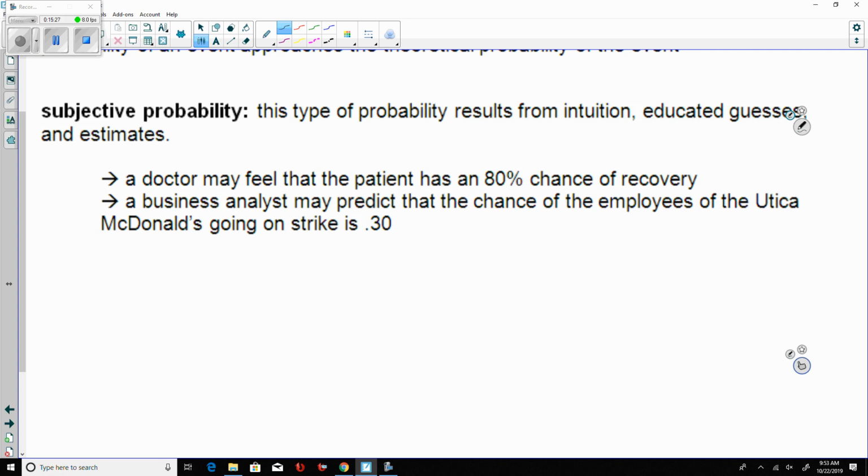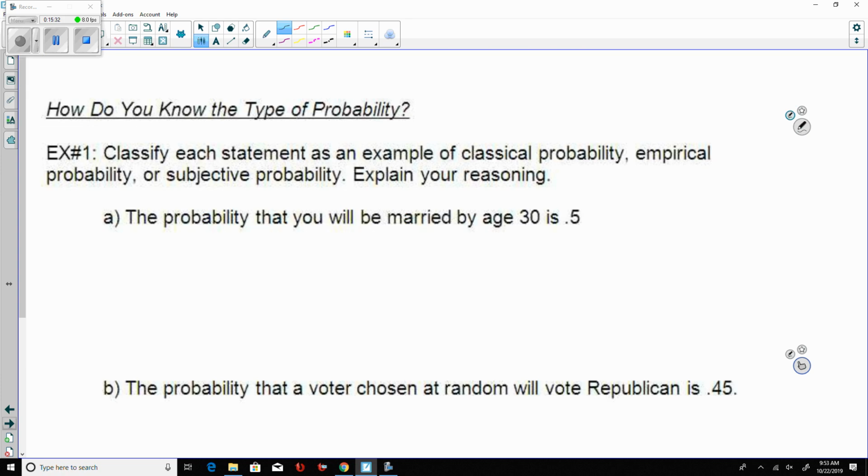Now, we have 3 probabilities on page 4 of your notes. You know the type of probability. And these are the same things on page 139 at the top. Take a minute to read them. There you go, the 3 of them. 1, 2, 3, A, B, C.